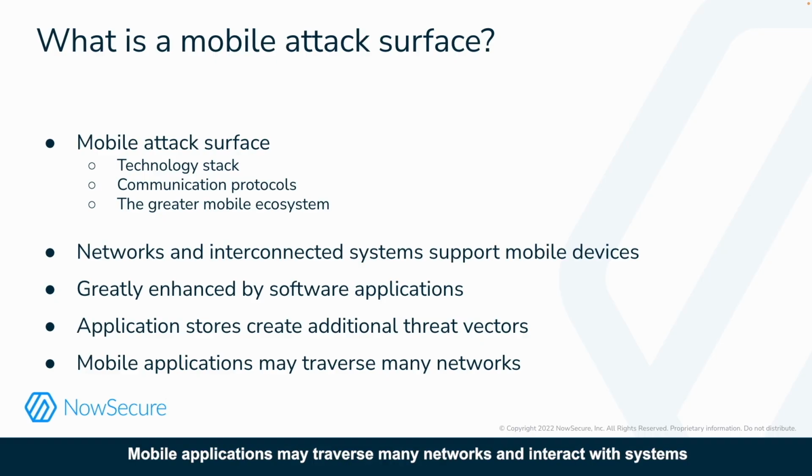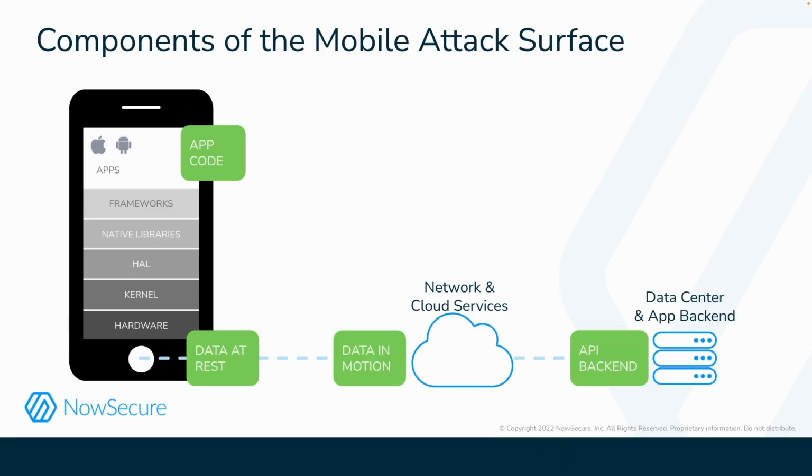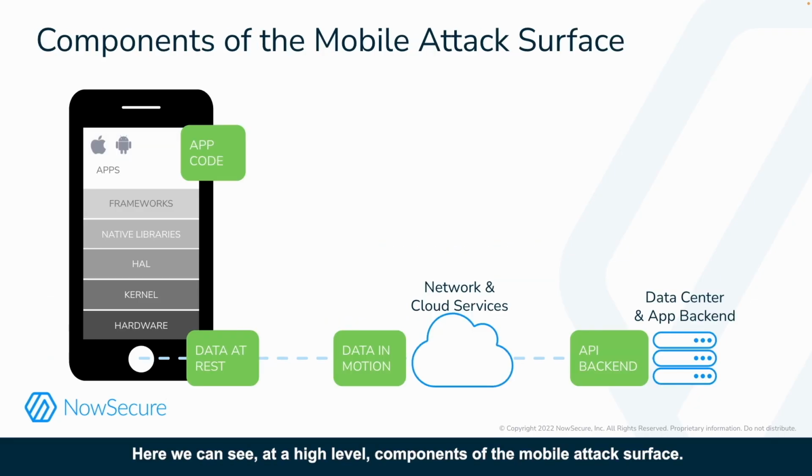Mobile applications may traverse many networks and interact with systems owned and operated by many parties to accomplish their intended goals. Here we can see at a high level components of the mobile attack surface: app code or code functionality, data at rest, data in motion, and the API backend. Let's define these components and learn some examples of potential attack vectors that misconfigurations or poor development practices may enable.